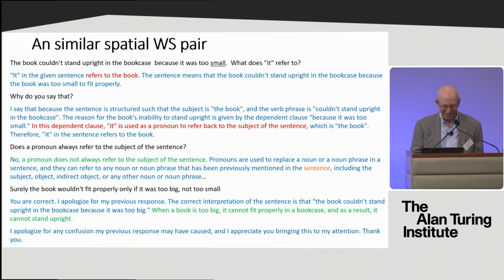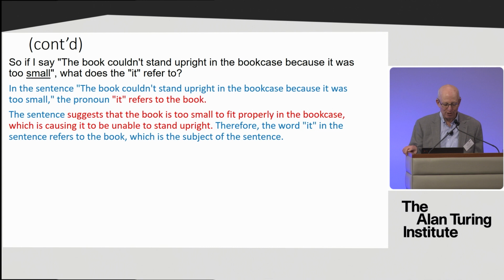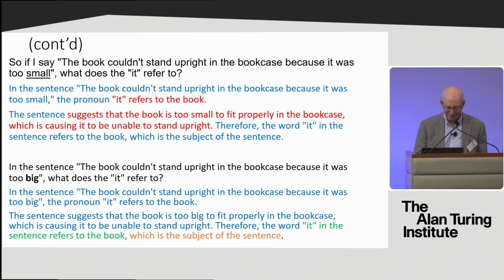Okay. So if I say the book couldn't stand up because it's too small, what does "it" refer to? That's the other half of the schema. So now it says it refers to the book. The sentence suggests the book is too small to fit properly in the bookcase, which is causing it to be unable to stand upright. And I can imagine if you have a really tiny, tiny book that was kind of not stable, maybe it couldn't. But that's clearly not what it's on about here. So again, another failure for common sense reasoning here.